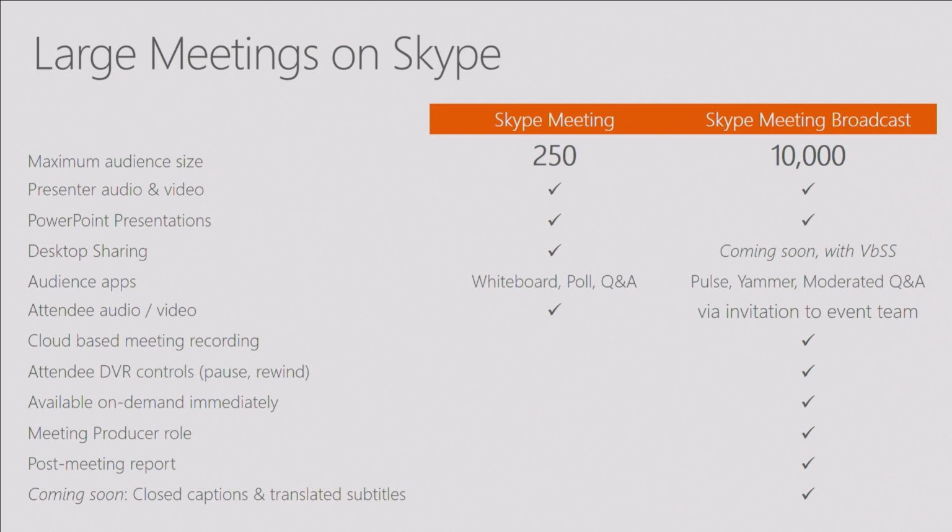So a Skype meeting broadcast is kind of at the core just a Skype meeting. But we have some limitations as to what you can and cannot do that you could do in a regular meeting. And then we add a lot more beyond just scale. We add some extra capabilities as well. So I mentioned already that the limit for a normal Skype Online meeting is 250 attendees. For a broadcast meeting, we scale that up to 10,000.